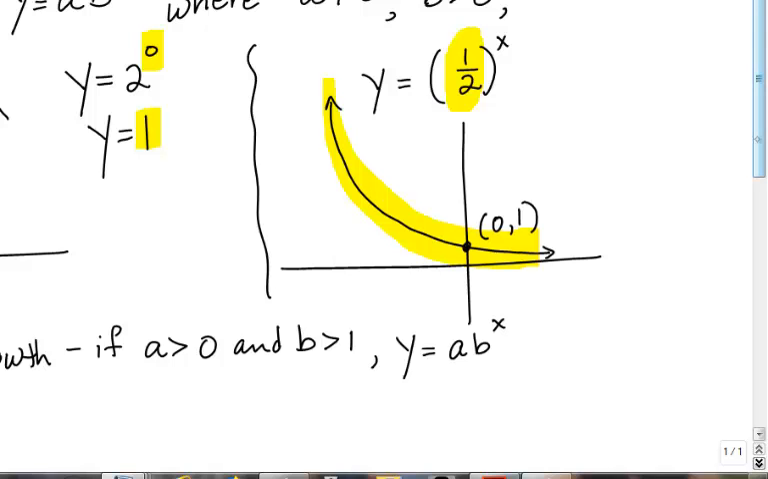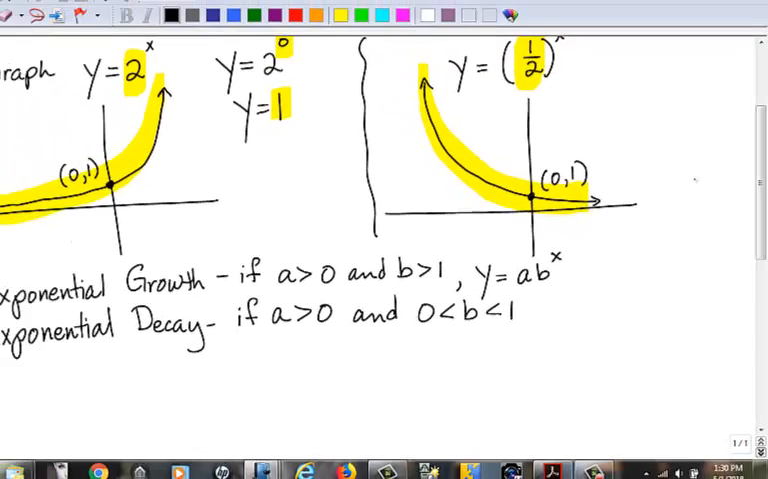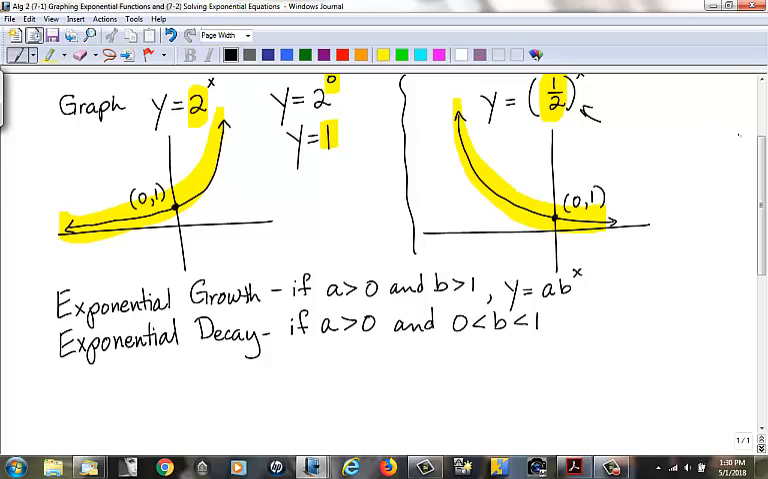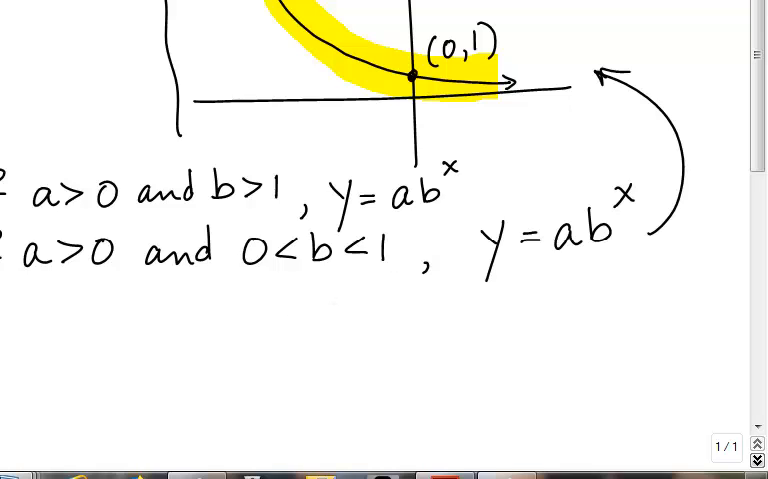You can also have exponential decay, and we're going to do some examples with that. That's if a is greater than 0 and b is greater than 0 and less than 1. So that's like this example where b is a fraction like 1/2. You're still graphing the same y equals a b to the x power. This one is like this example, and this one is like this example. So the growth is where it's going exponentially up, and the decay is where it's coming back down.